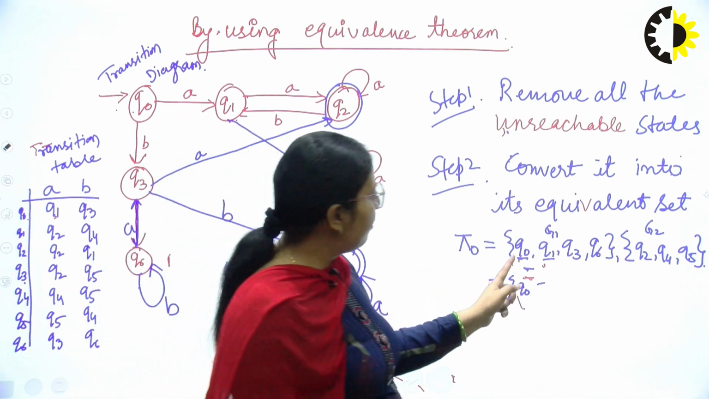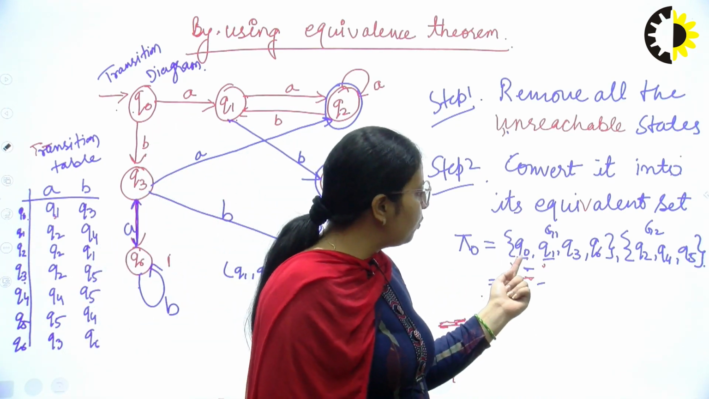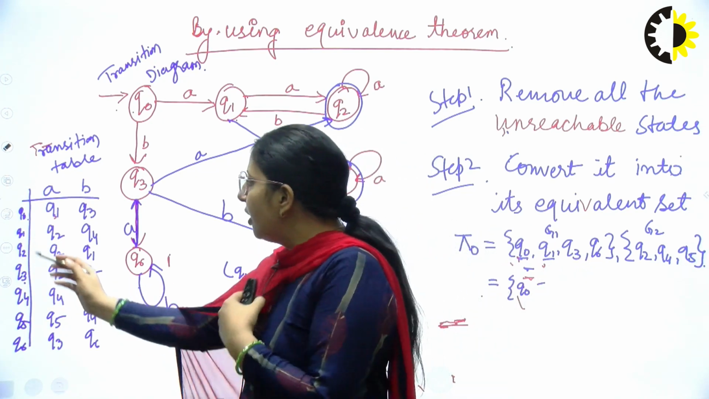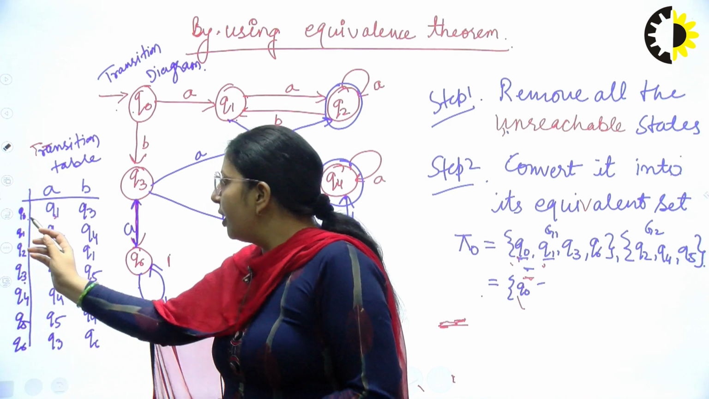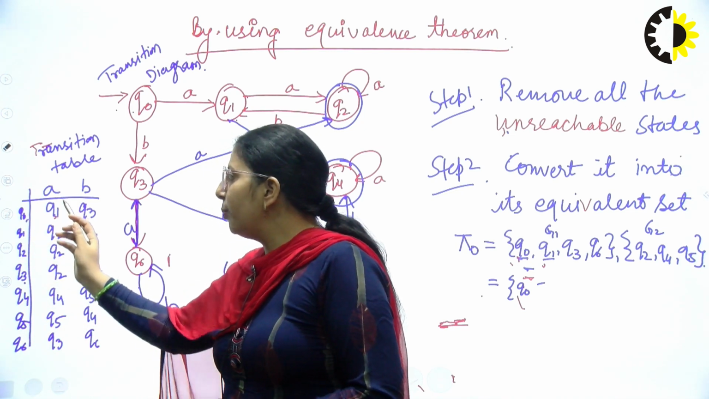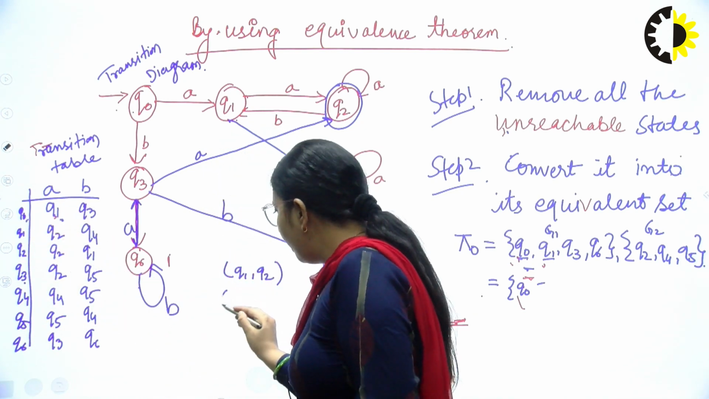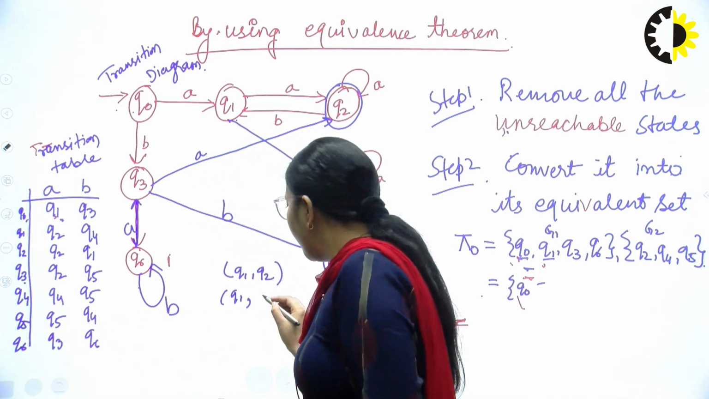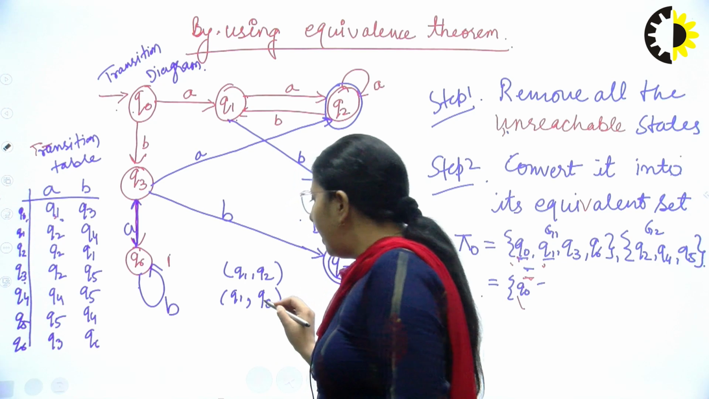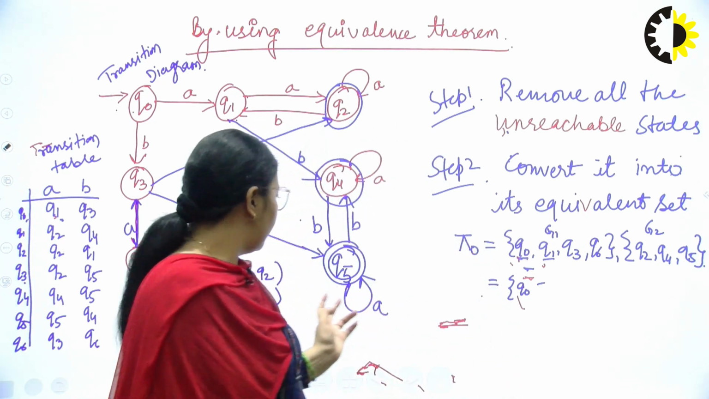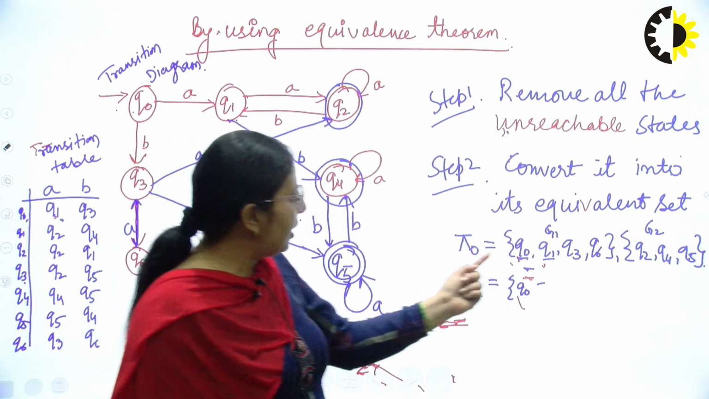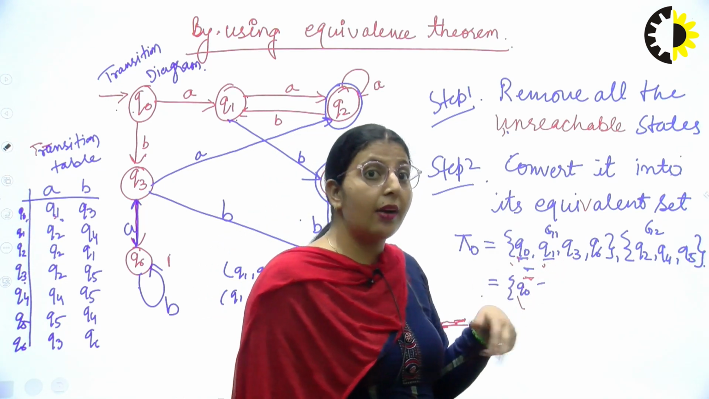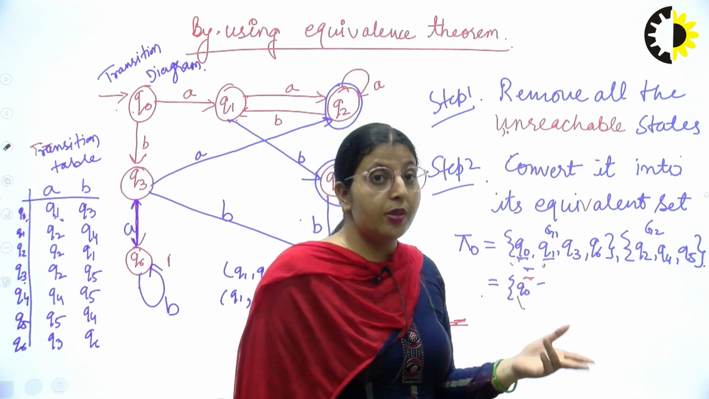Next, we have to check Q0 and Q6. Q0 on input A goes to Q1, and Q6 on input A goes to Q3. Now we have to check whether Q1 and Q3 lie in the same set. Q1 and Q3 both lie in the same set. Then we have to check for another input symbol, that is B.